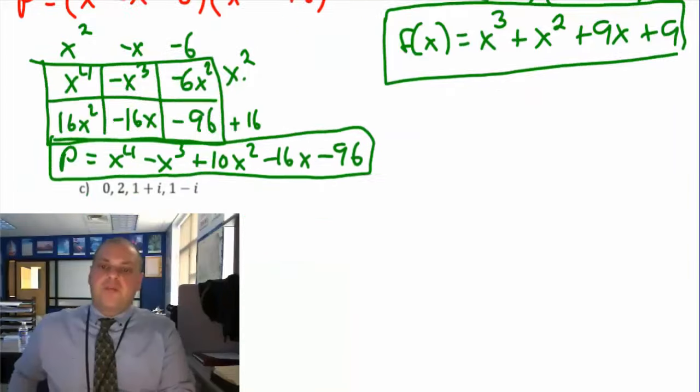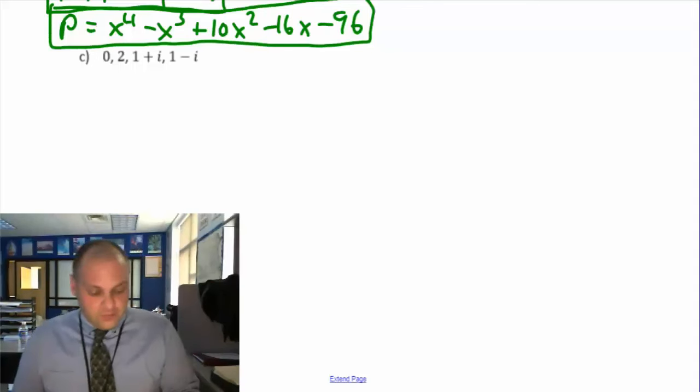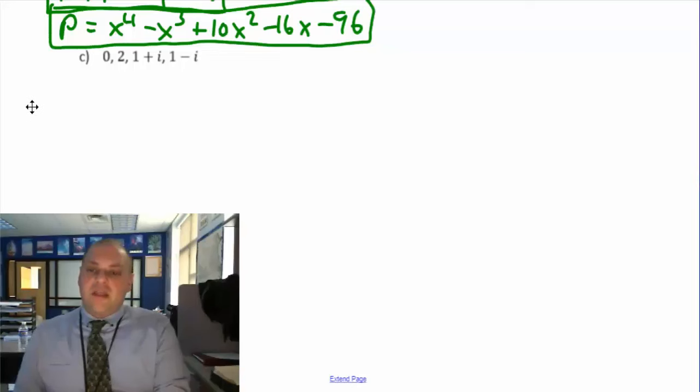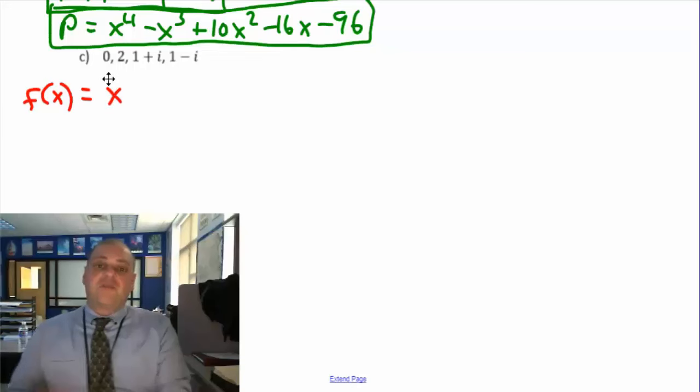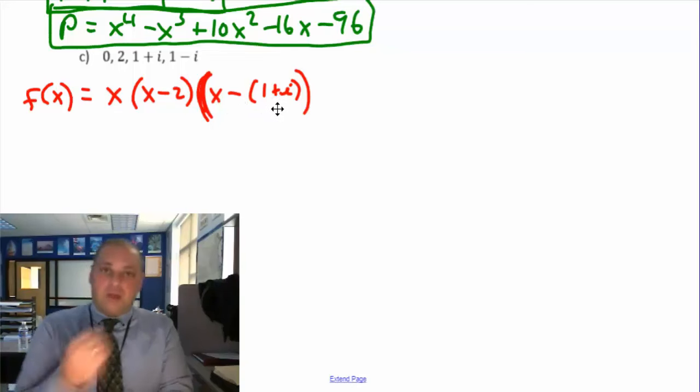Now, this one's pretty ugly. Got to pay close attention here. If you could do this, you could do anything. I don't think they're going to give you one this hard, but we're going to do it just in case. All right, so ready? We'll call it f of x equals. 0 is just x. That's a factor of x, or x plus 0, right? So it'll just be x. Then we're going to have 2, so x minus 2. Then we have 1 plus i. That's x minus parentheses 1 plus i. See that? That's a factor. X minus 1 plus i.